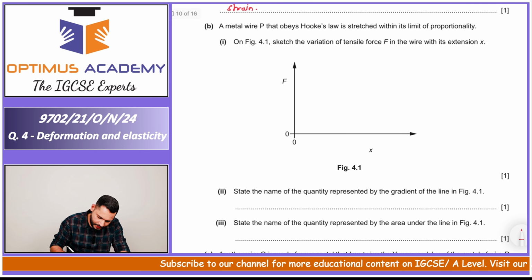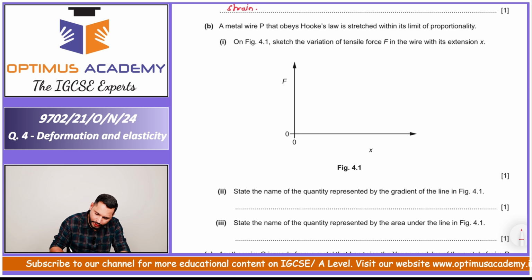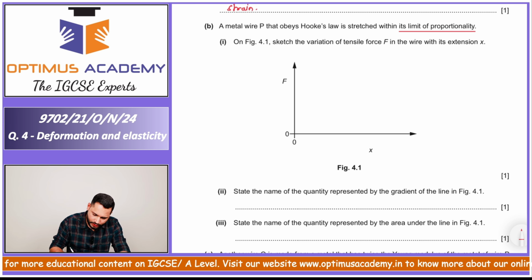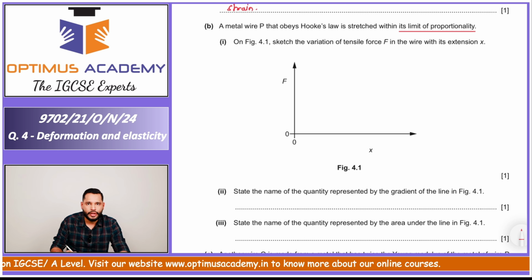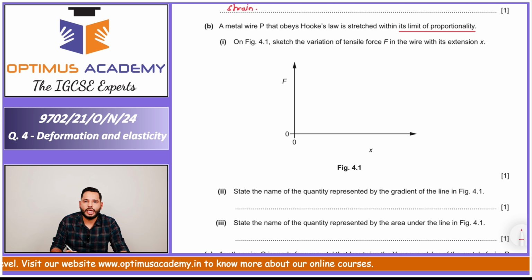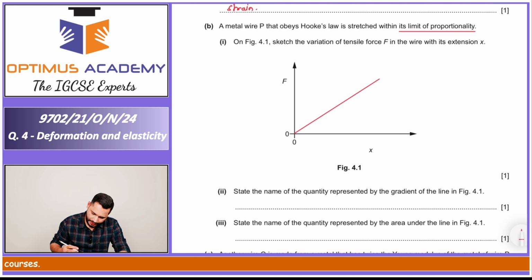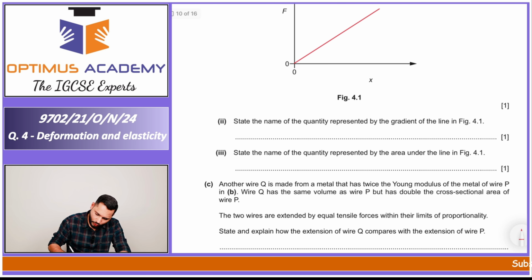Next, question B says that a metal wire P that obeys Hooke's law is stretched within the limit of proportionality. On figure 4.1, sketch the variation of tensile force F in the wire with its extension X. So we know that as long as we are applying force until the limit of proportionality, the load and extension will be directly proportional to each other, and so their graph will be a straight line passing through the origin, something like this. State the name of the quantity represented by the gradient of this line.